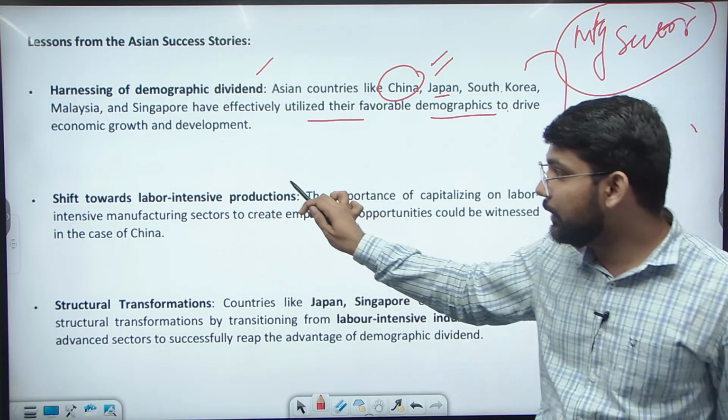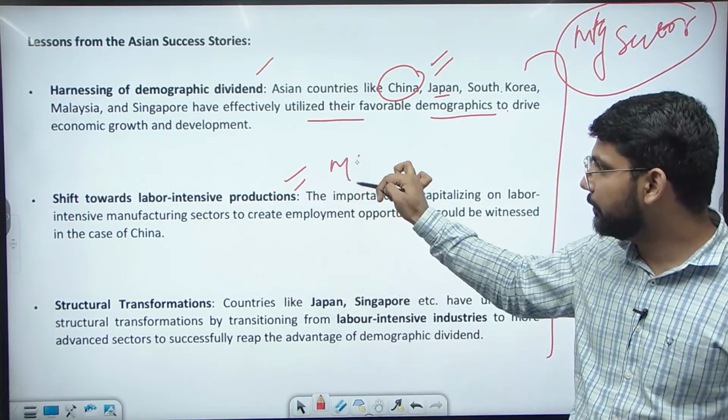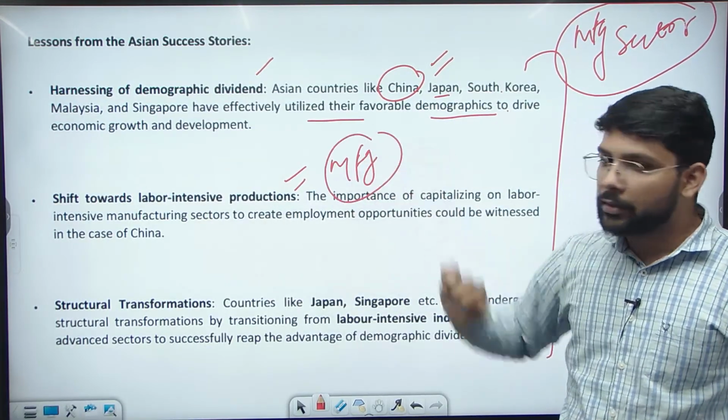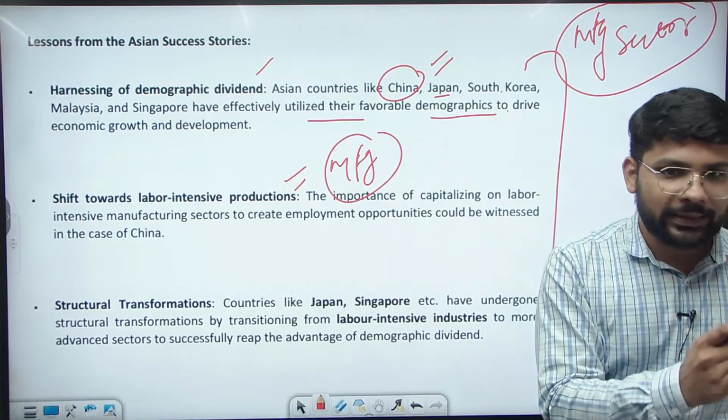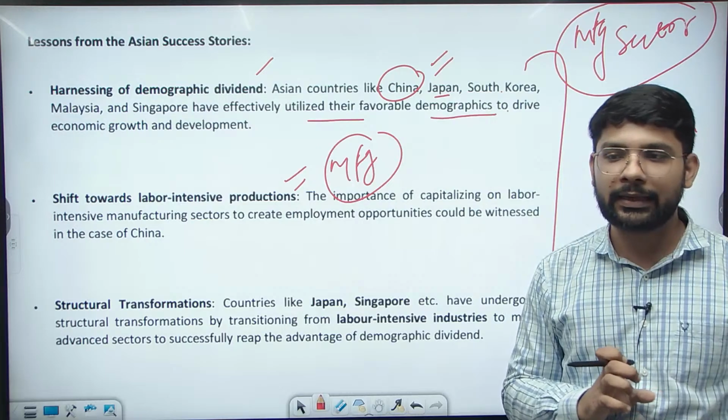Second is the shifting toward labor-intensive production. That means the manufacturing sector. In India, from agriculture, we directly shifted to the service sector. The contribution of the manufacturing sector in the country is very less.